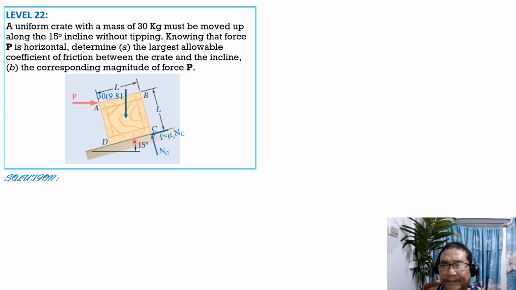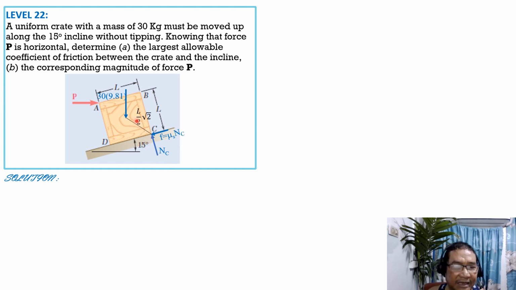And next we have the distance from C to the center of the crate, which is half of the diagonal AC. The length of diagonal AC is the square root of L squared plus L squared, or L square root of 2. Therefore, this distance from the center to C is L over 2 square root of 2.